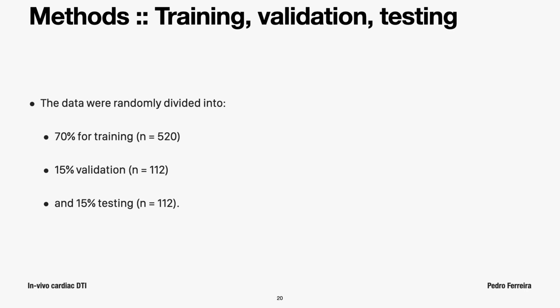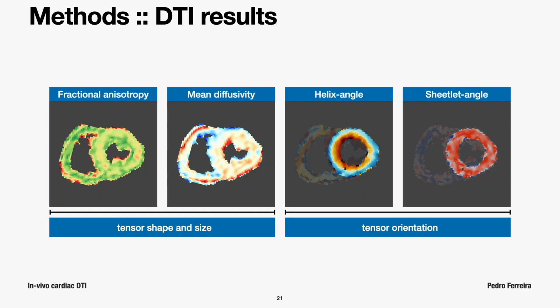The data were randomly divided into 70% for training, 15% validation and 15% testing. The division of scans was stratified to keep a balanced number of cohort and cardiac phase in each of the 3 sets. The compared DTI results are the following cardiac tensor parameter maps: fractional anisotropy and mean diffusivity related to tensor shape and size, and helix angle and sheetlet angle related to tensor orientation.